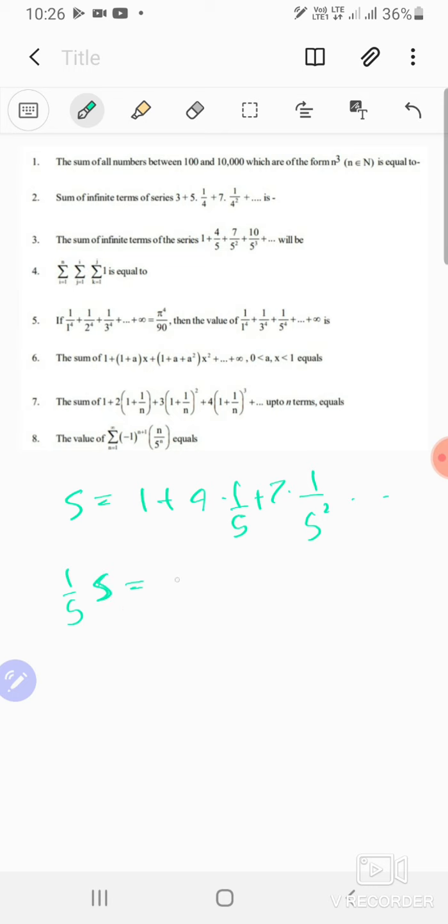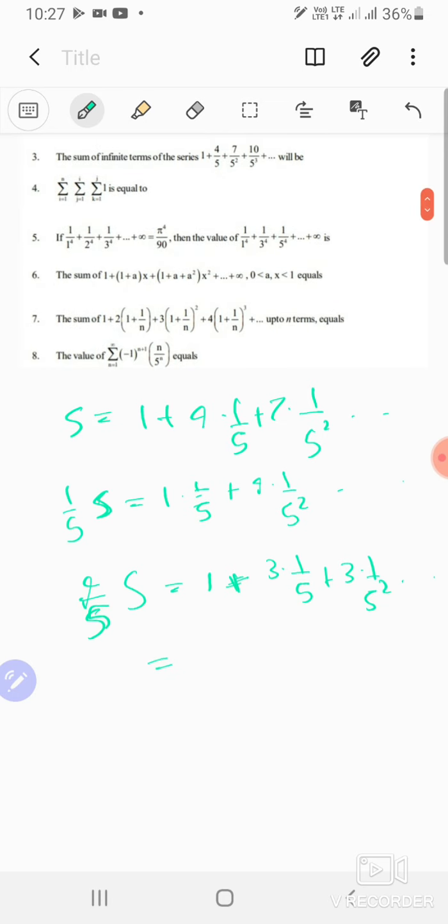1 by 5 s is supposed to be equal to 1 into 1 by 5 plus 4 into 1 by 5 squared, keeps going like that. So you have 4 by 5 s, that's supposed to be 1 plus 3 into 1 by 5 plus 3 into 1 by 5 squared, keeps going like that.